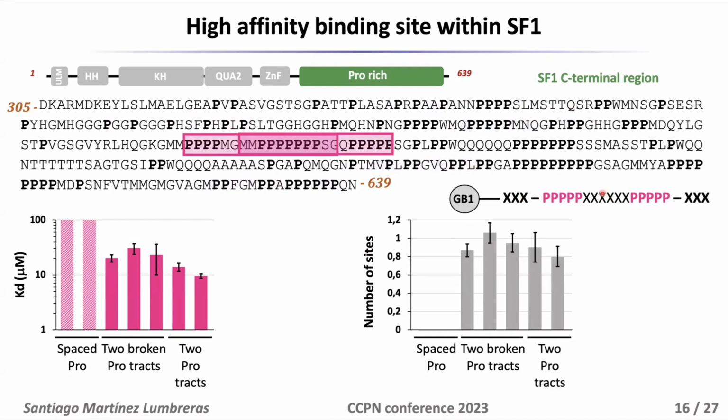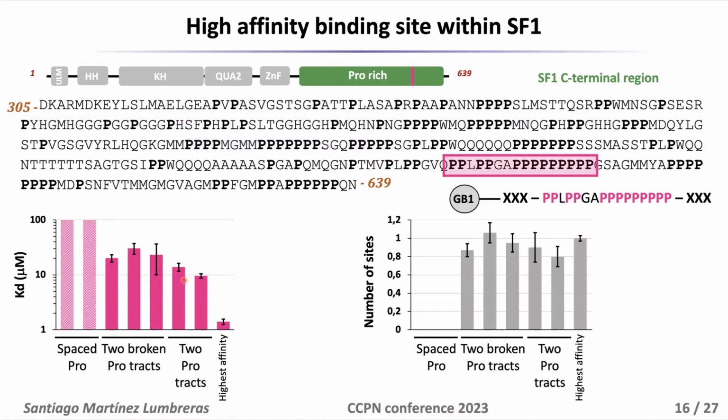When these 2 proline tracts are completed, we have an increase in affinity of up to 10-fold. But sampling the whole SF1 C-terminal region, we only found one peptide with significantly higher affinity, which is this one, one order of magnitude more, around 1 micromolar. So we believe that this is the anchor point of the PRP40 tandem in SF1.